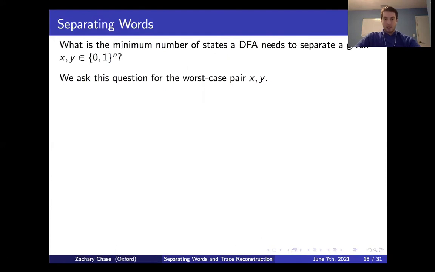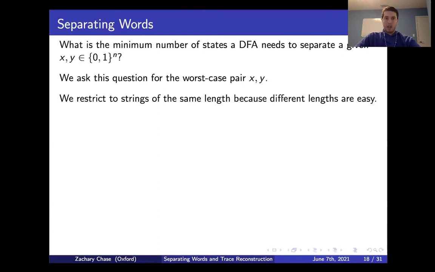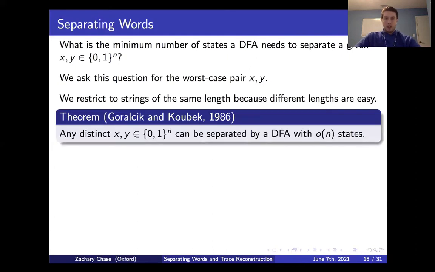And we ask this question for the worst case pair X and Y, so the answer is just a function of n. And we restrict to strings of the same length just because if they have different lengths, then it's easy.